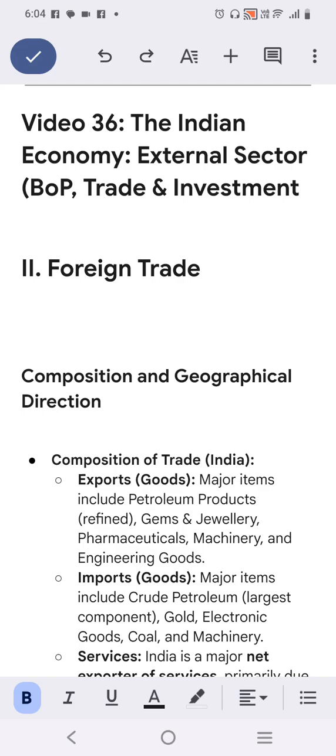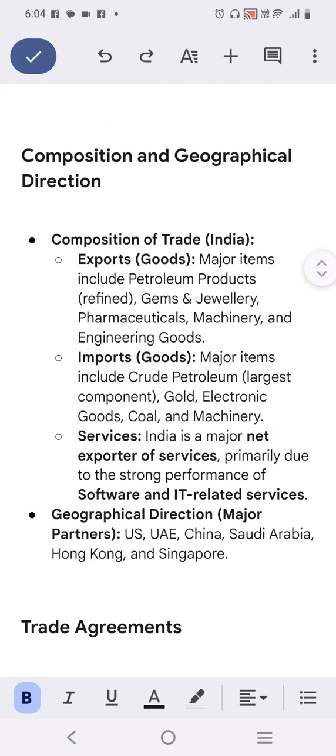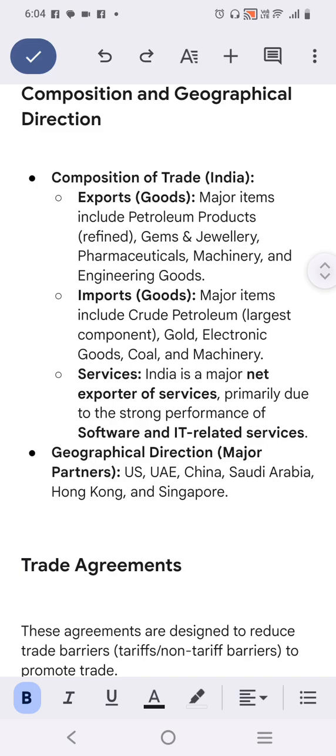Let's understand that. Major export items include petroleum products, gems, jewelry, pharmaceuticals, machinery, and engineering goods, which are very much in the news nowadays as US tariffs are playing havoc. Imports, major items include crude petroleum. That is the reason why US is having issues with India due to Russia. You understand that, right? Crude petroleum is the largest component. Then gold, electronic goods, coal, and machinery.